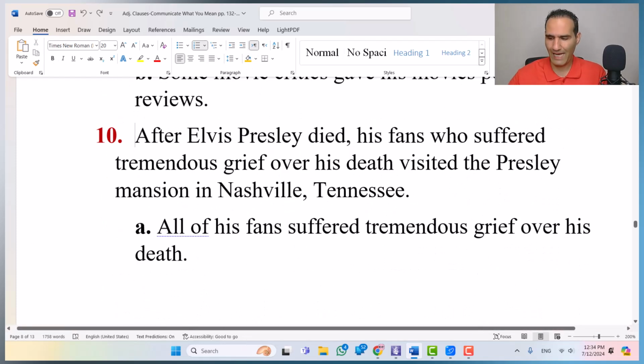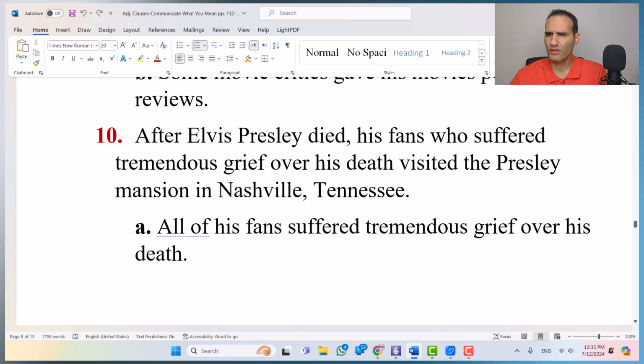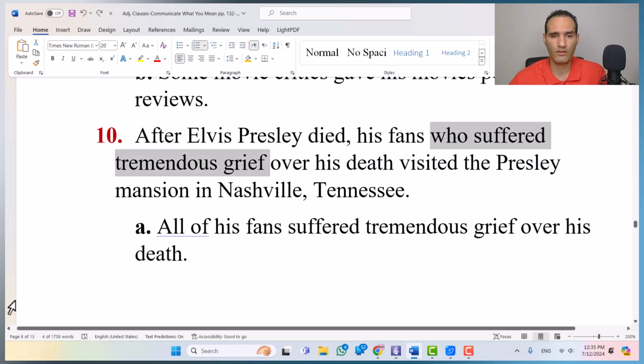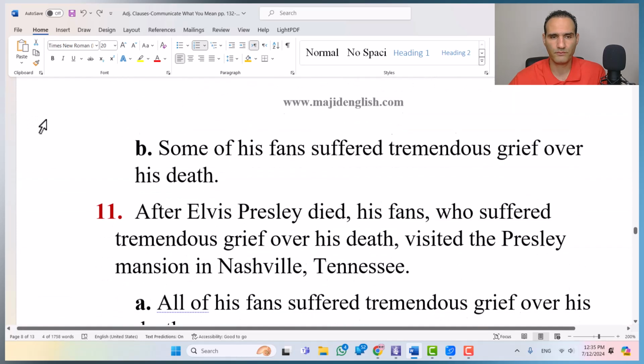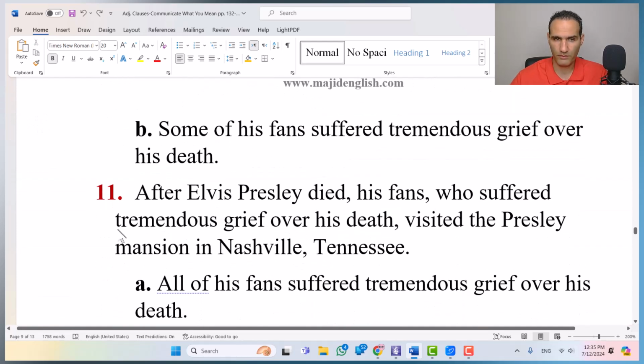Number 10, after Elvis Presley died, his fans who suffered. So it means just some of the fans suffered because it is a necessary adjective clause.